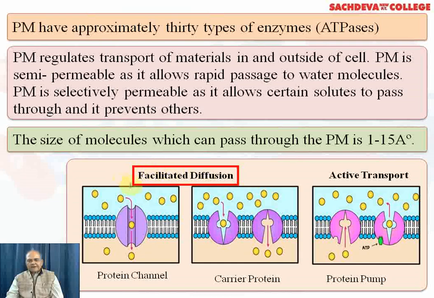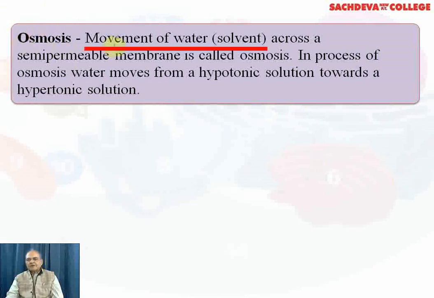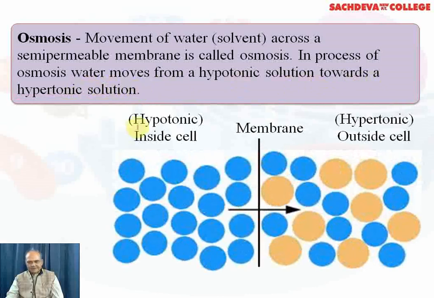Now you can see the facilitated diffusion through protein channels and, of course, the active transport. In active transport, expenditure of energy is involved and the source of energy is ATP. Osmosis: movement of water, the solvent, across a semi-permeable membrane is called osmosis. In osmosis, water moves from a hypotonic solution, that is of lower concentration, towards a hypertonic solution, that has a higher concentration. You can see the movement from hypotonic to hypertonic.